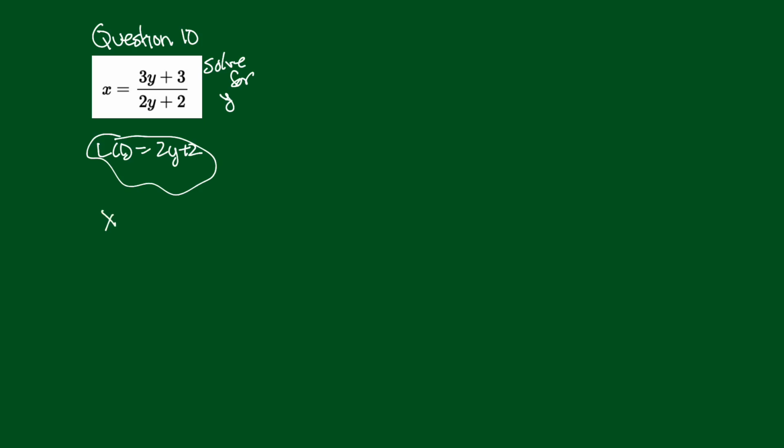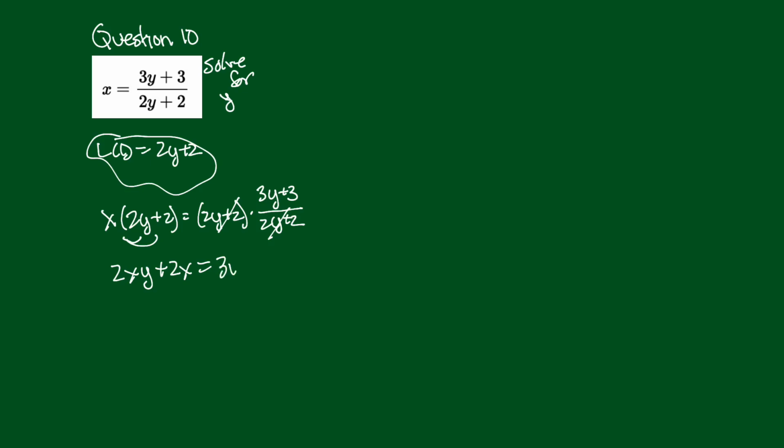So I'll get x times that 2y plus 2 equals, now I'm going to write 2y plus 2 times the 3y plus 3 over 2y plus 2. Now on the left side, I'll multiply in. I'll get 2xy plus 2x. And on the right side, those denominators cancel. So I get 3y plus 3.